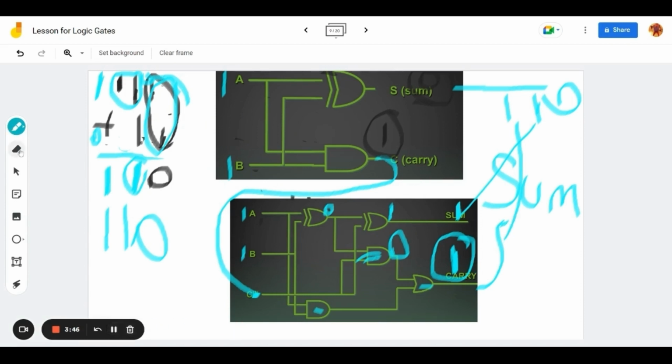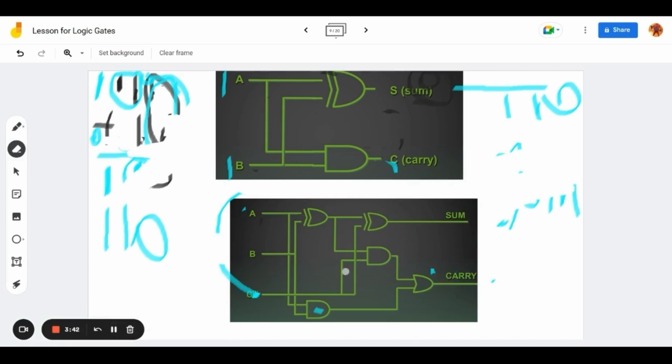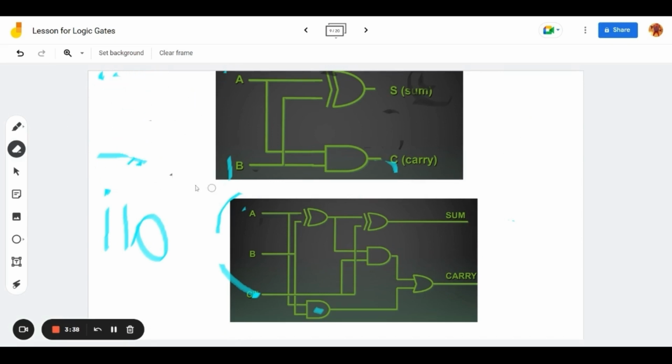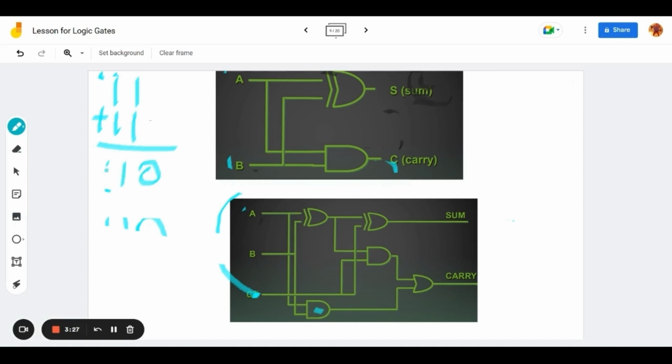So to clean it up for you, the answer here would be 1 1 plus 1 1 equals 0 1 1. One pair here, one carry here, then one more pair here, one more carry here, which results in the 1 here.